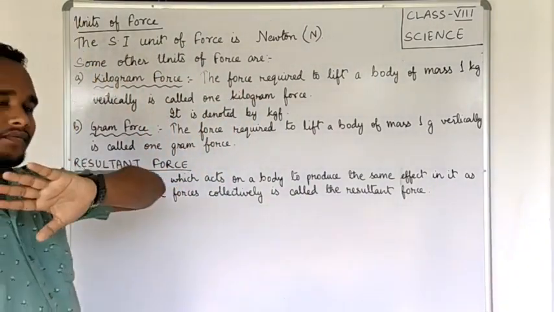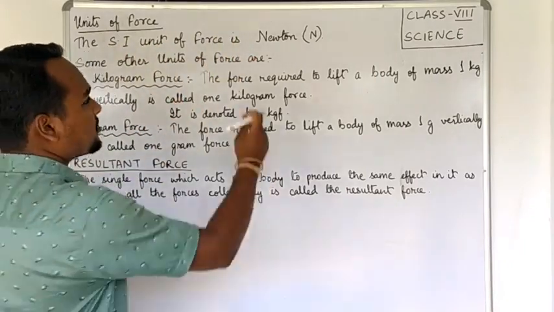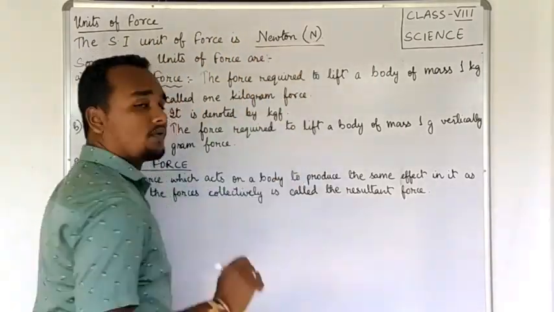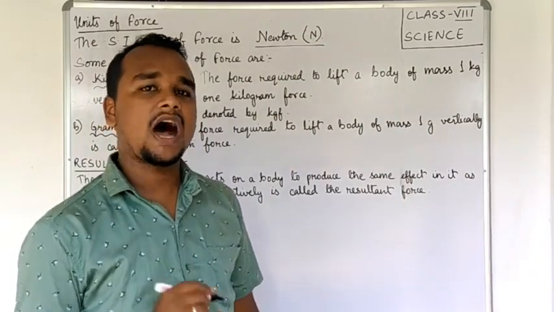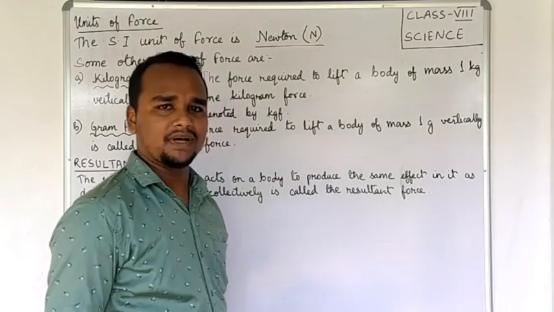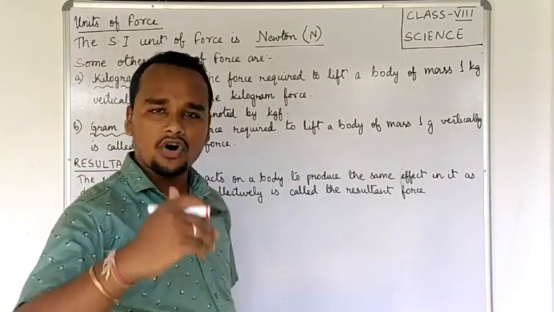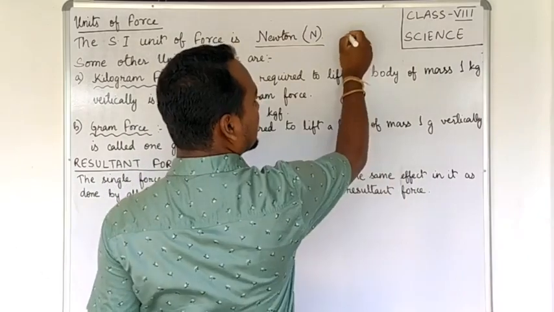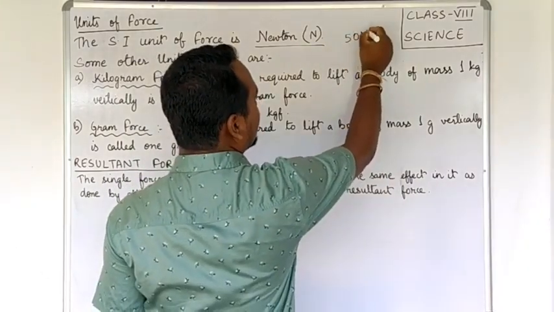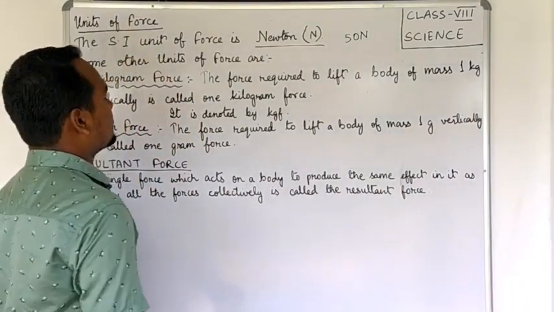So what is the unit of force? The SI unit of force is Newton. What is the SI unit of force? The SI unit of force is Newton. How is Newton denoted? Newton is denoted by capital N. For example, if the force on an object is 50 Newton, how will you write it? You will write it as 50 N. N means Newton. The SI unit of force is Newton.